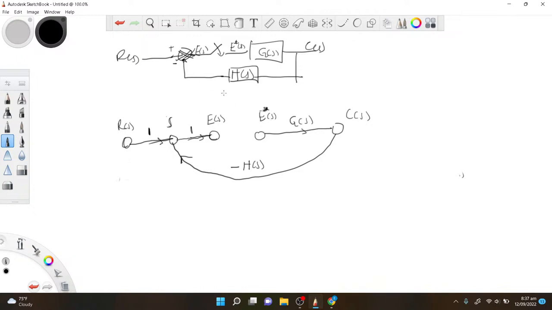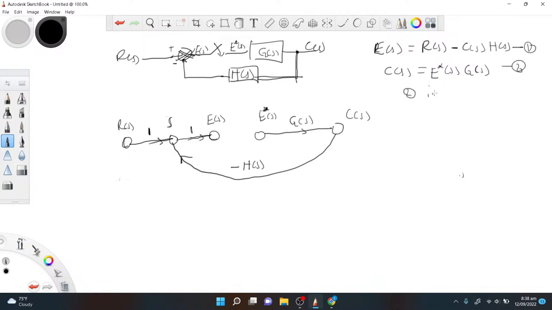So to get E star, you have to write your expressions. From this block, we can get E of S, our error signal here, is equal to R of S minus what is coming here. What is coming here starts from this point, which is C of S. There's a product between C of S and H of S before it gets to the summing junction. So you have C of S, H of S. And then our C of S equals E star of S, G of S. So this is equation 1 and this is 2.